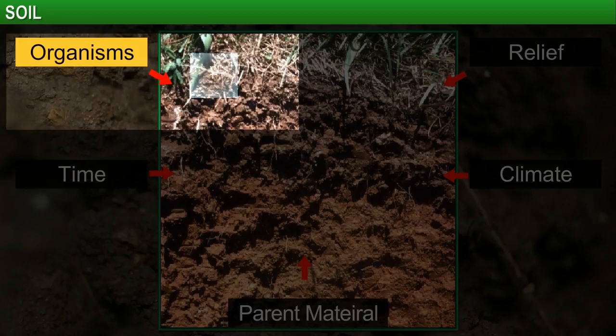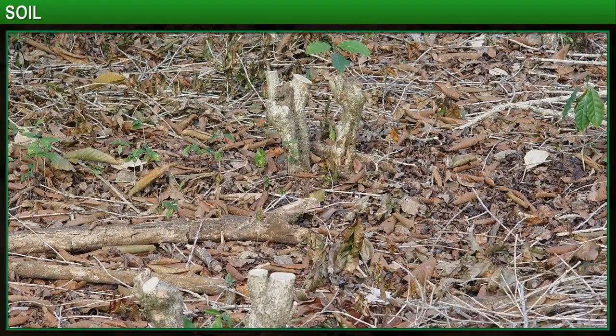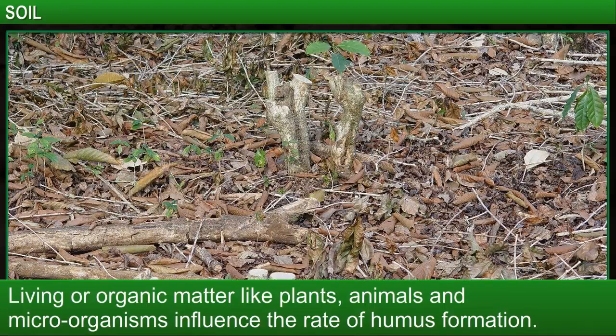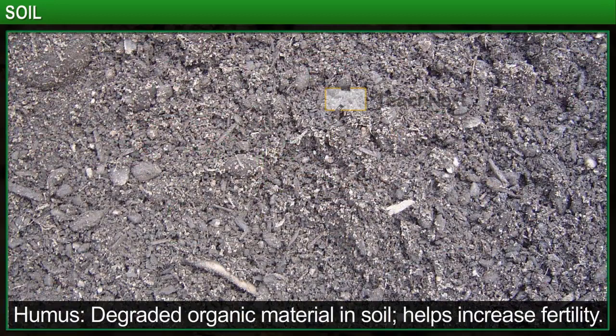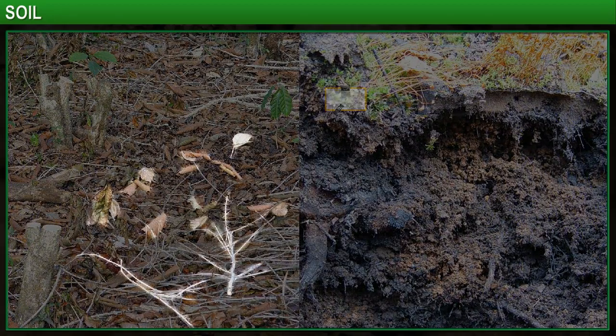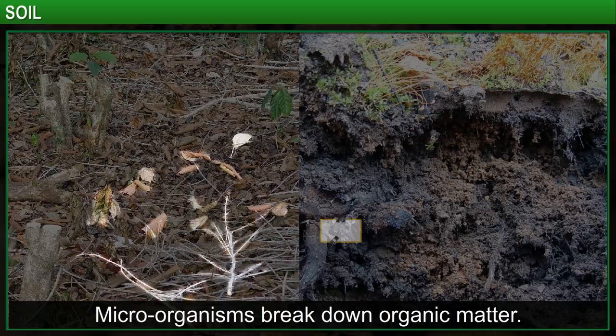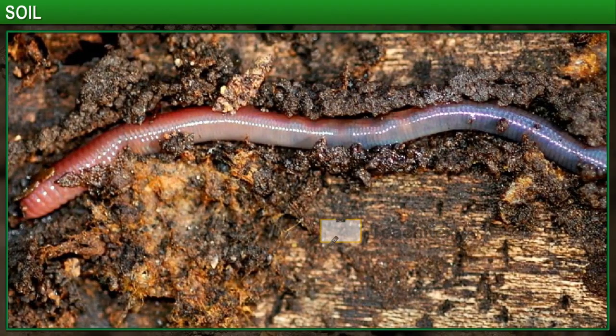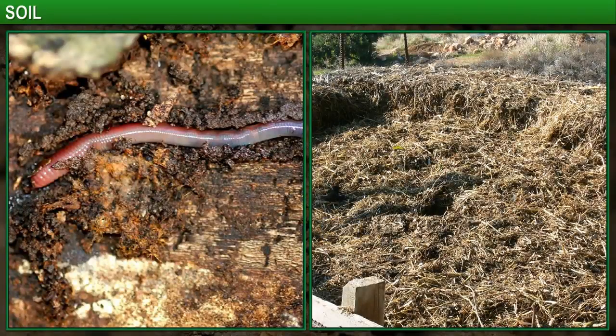Living or organic matter like plants, animals, and microorganisms influence the rate of humus formation. Humus is the degraded organic material in soil and helps increase its fertility. Dead plants fall on the surface of the soil and decay. The process of decomposition is helped by microorganisms that break down the organic matter when they feed on it. Animals such as the earthworm leave their excreta in the soil, which helps to make the humus richer.